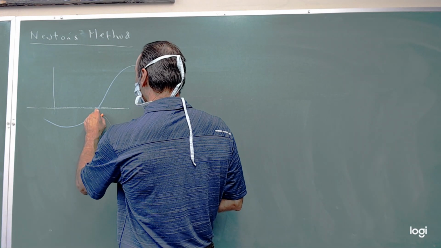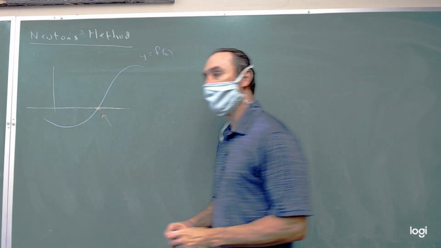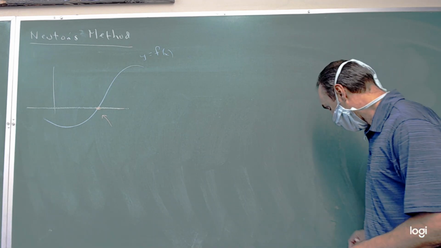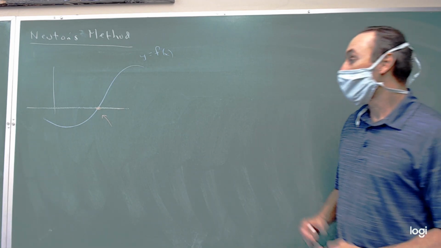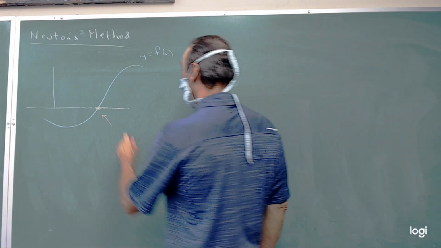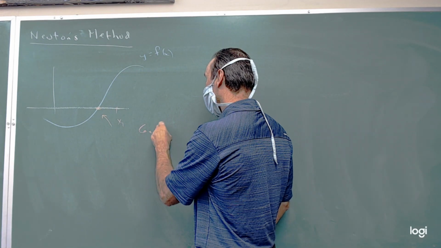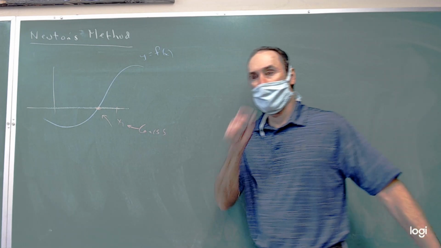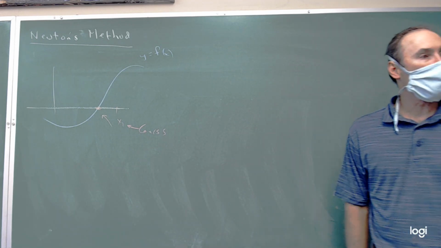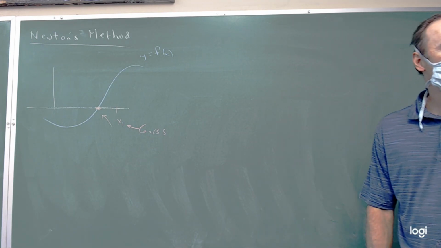So what we want to do is find out where that thing crosses the x-axis. Where is it zero? So we say, well, I don't know, so let's guess. You start with a guess. I'm going to guess it's about whatever x of 1 is. Okay?